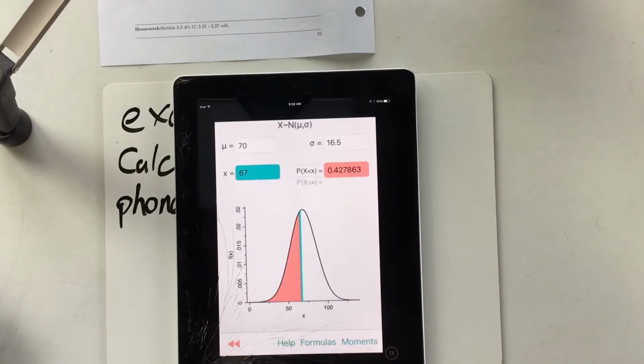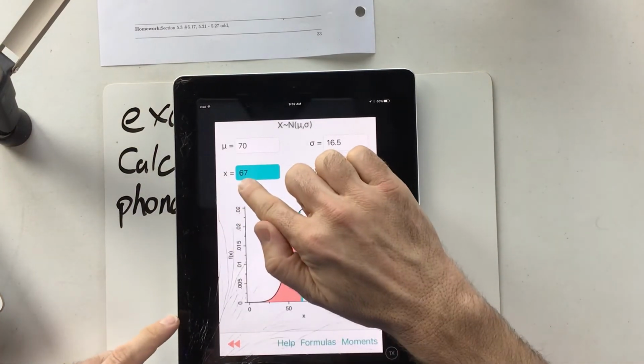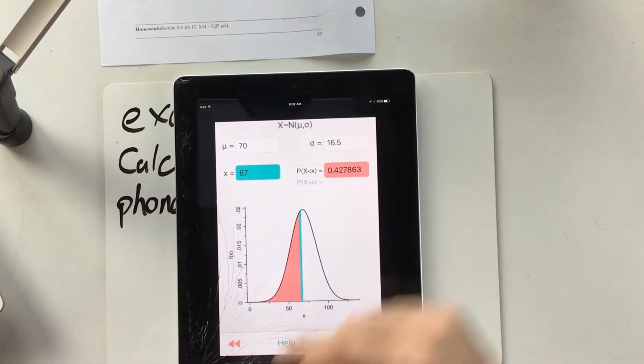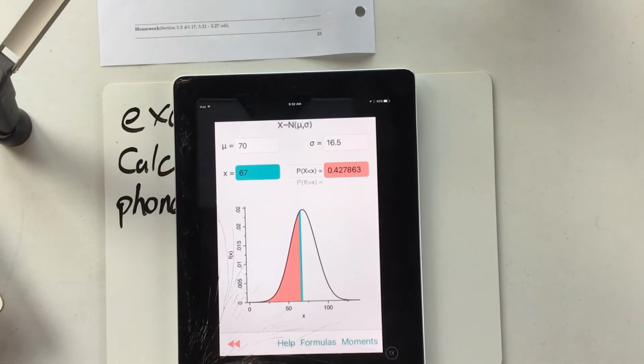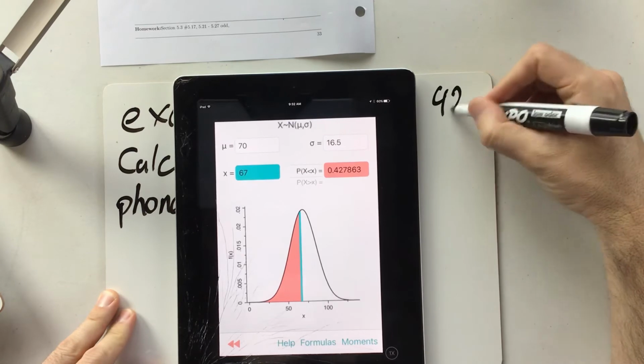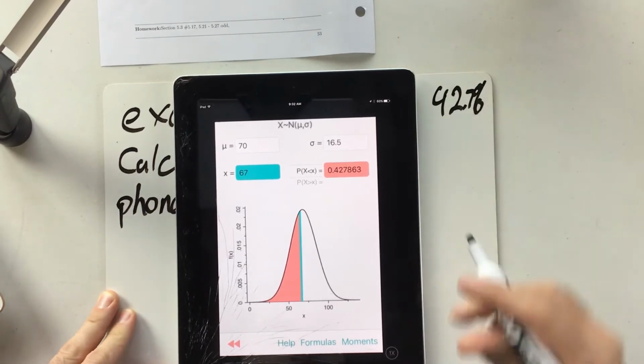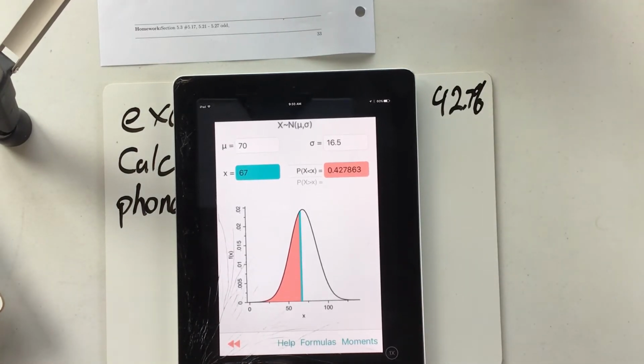So one thing I like about the app is if you're good at drawing these pictures, you can kind of know if you made the right results or not. And so right here is the value we put in. Over here is our probability. So we see that 42.7 was the answer we got. Or 0.427 was the result. Okay, so that's if you picked one person.